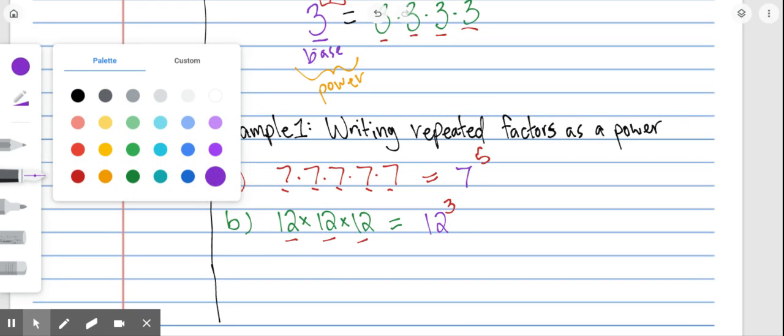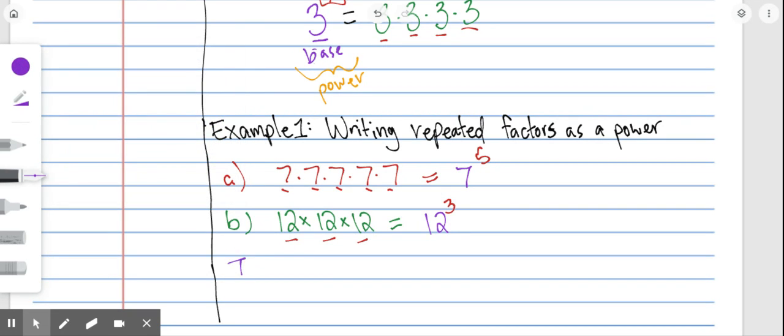Okay, now I'm going to give you a few try-its. Remember, for try-its, I'm going to have you pause it and do it on your own. Okay, so try-its. I'm going to write both of them down. Try-it number 1 is, what if I have 2 times 2 times 2? How would you write that? And try-it number 2 is going to be 6 times 6 times 6 times 6 times 6 times 6. Okay? All right, so take a second, pause the video, and write these as bases with exponents. Write them as powers.